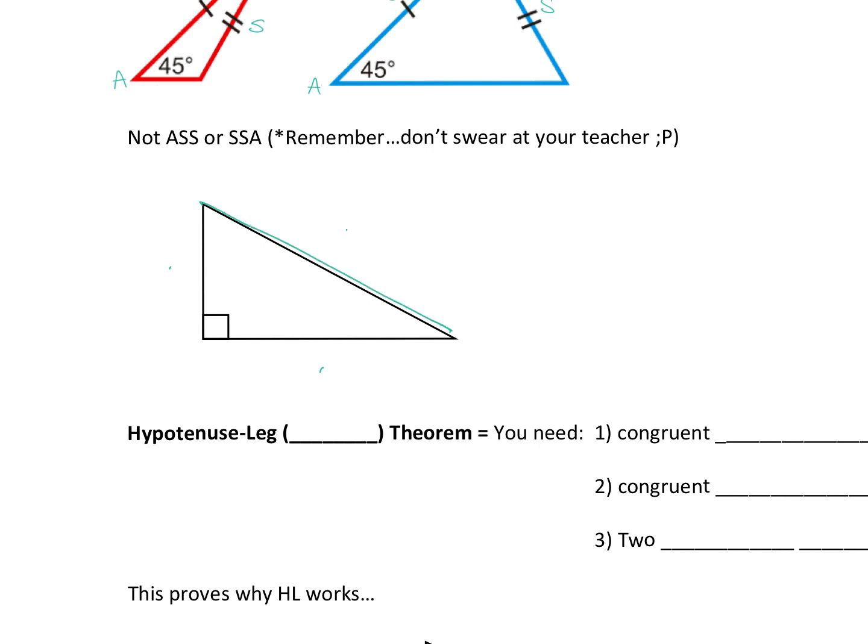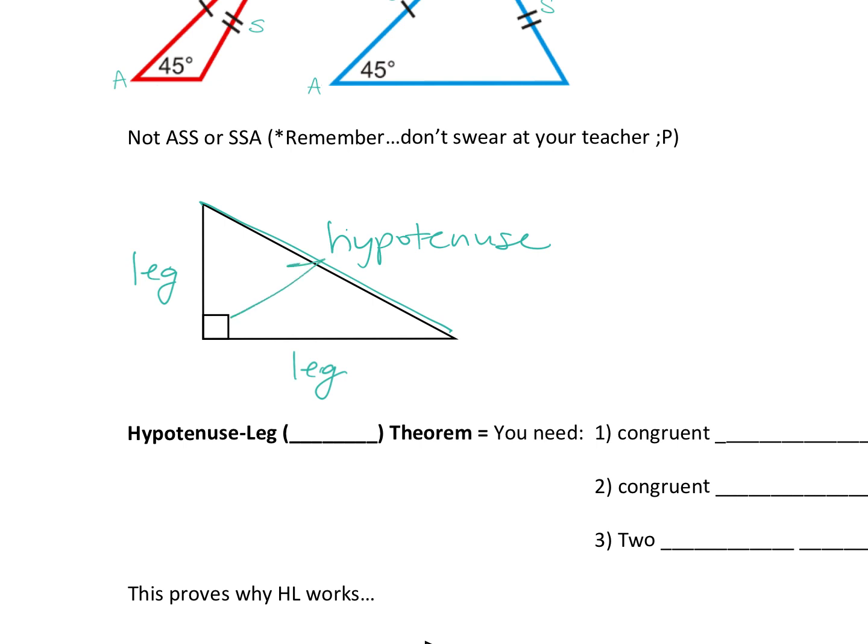The legs are the sides that are not across from the right angle. So these are both legs. Okay, the ones that form the right angle, those are legs. Anyone know the other one? Did I hear it? Base. Not base. Hypotenuse. This is called a hypotenuse.